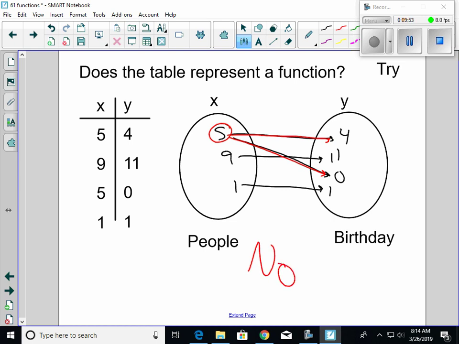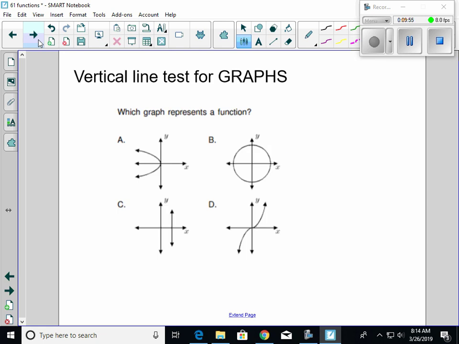Okay, so the last thing to look at is graphs. Okay, now for a graph, you can do something called the vertical line test. What a vertical line test is, you draw a bunch of vertical lines. Vertical lines are lines that go up and down. If your vertical line hits the graph, let's say this is the graph, if it hits it more than once, then it's not a function.